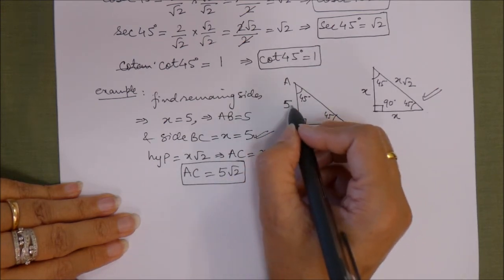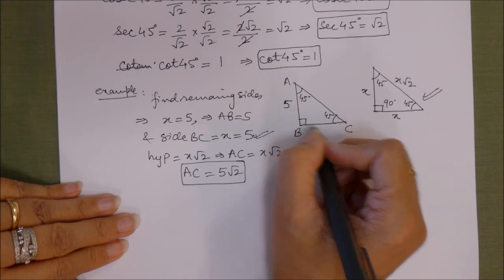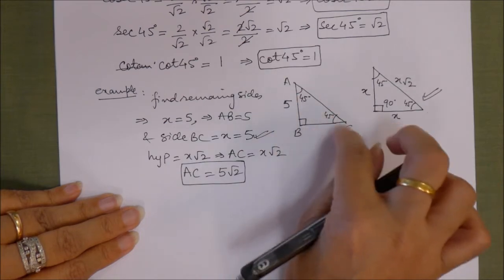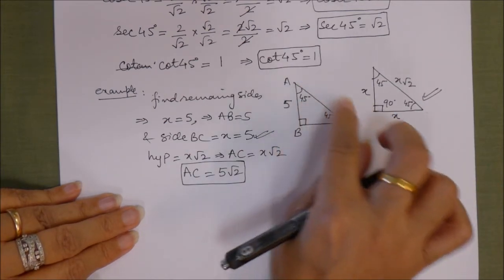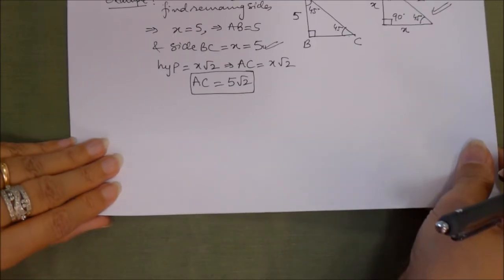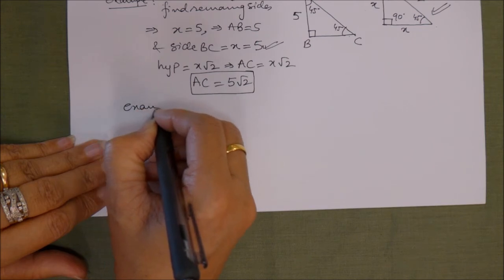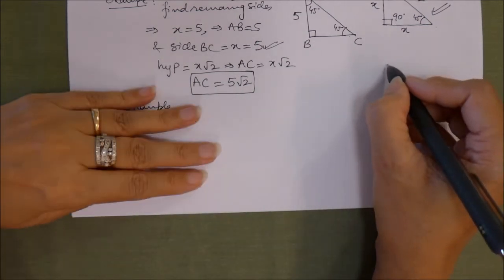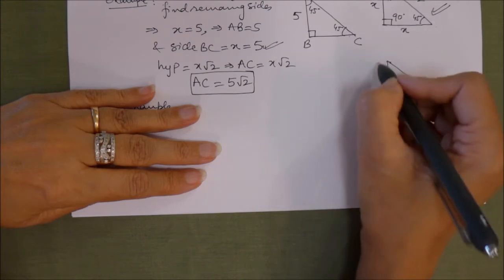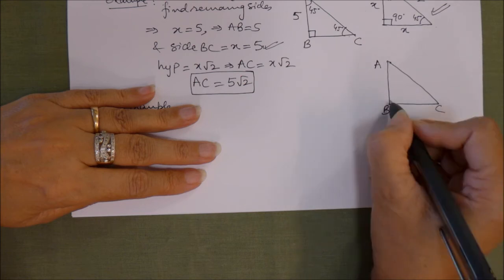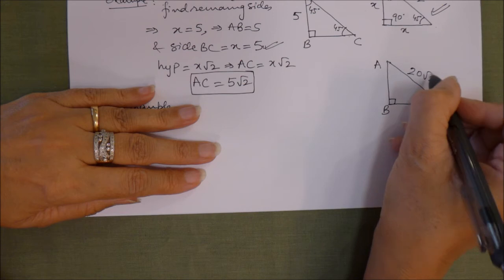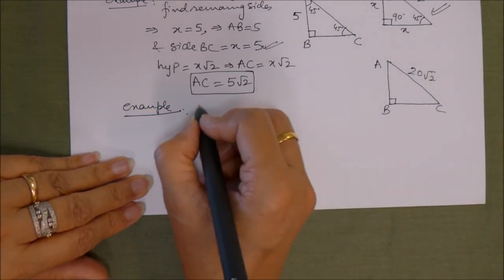If one side is given, whether it is the perpendicular or the base or the hypotenuse, or opposite, adjacent, or the hypotenuse, if any one of these sides is given, we can find the remaining two sides by comparing with this triangle. So we take another example on this. Naming it as ABC. If this is given to be 20 square root 2, you have to find the remaining sides.